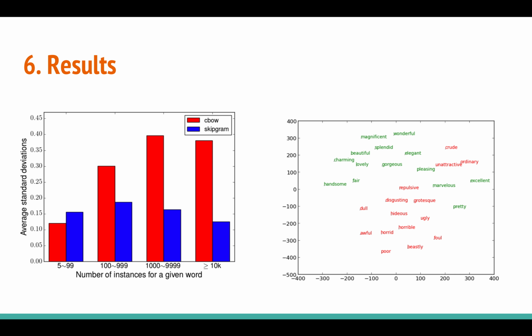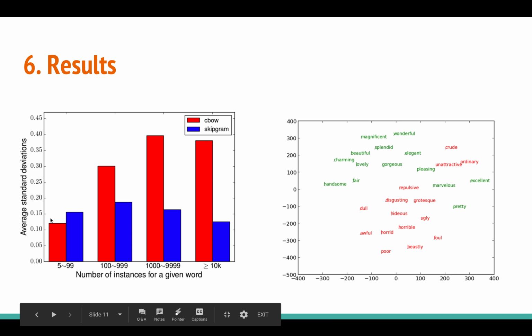So what they have done here is an experiment where they got this standard deviation for four different kinds of groups. They have taken words which occur around 5 to 99 times in the corpus, words which occur 100 to 999 times, some words which occur 1000 to 10,000 times, and also some words which occur more than 10,000 times.